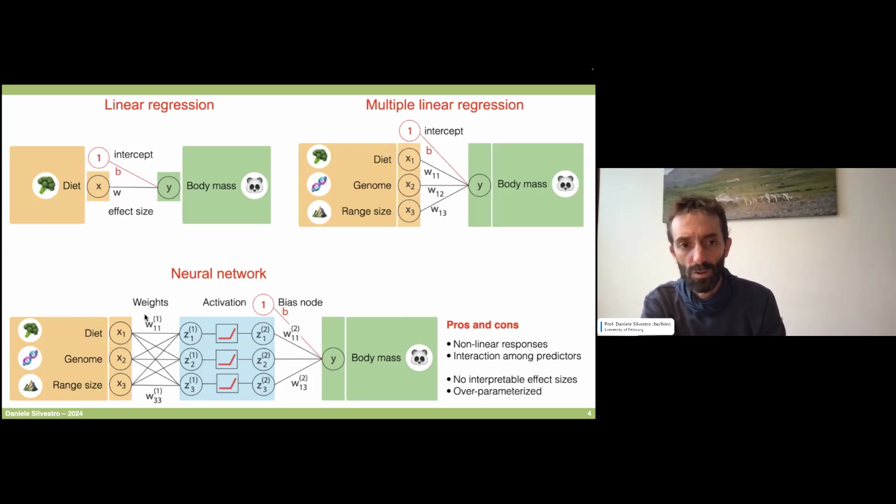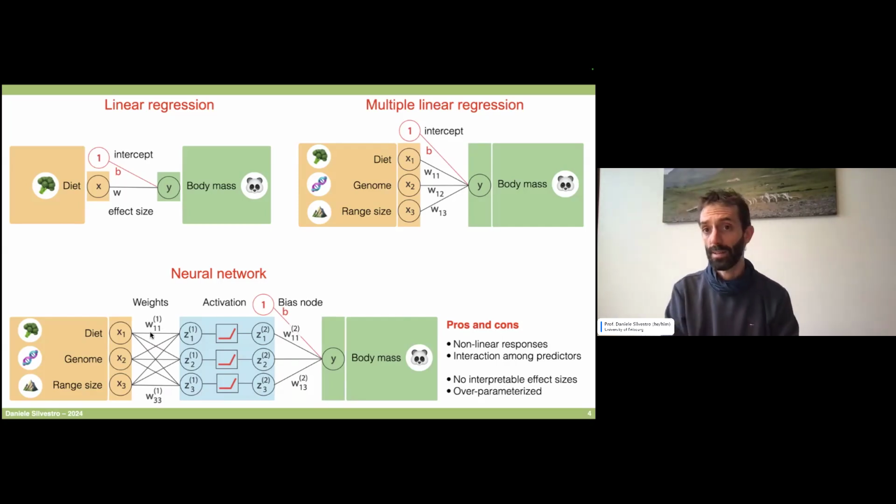On the other hand, these parameters that are estimated are not directly interpretable. So unlike effect sizes in a regression model, we won't be able to directly interpret these parameters. And these models tend to be over-parameterized, meaning that they have way more parameters than they need. And this is a pro and a con at the same time. So we are going to need to take care of this risk of overfitting, basically, when using neural networks. All right, so this is the short version of what neural networks are. And so I will go straight into how we apply neural networks to understanding biological questions.